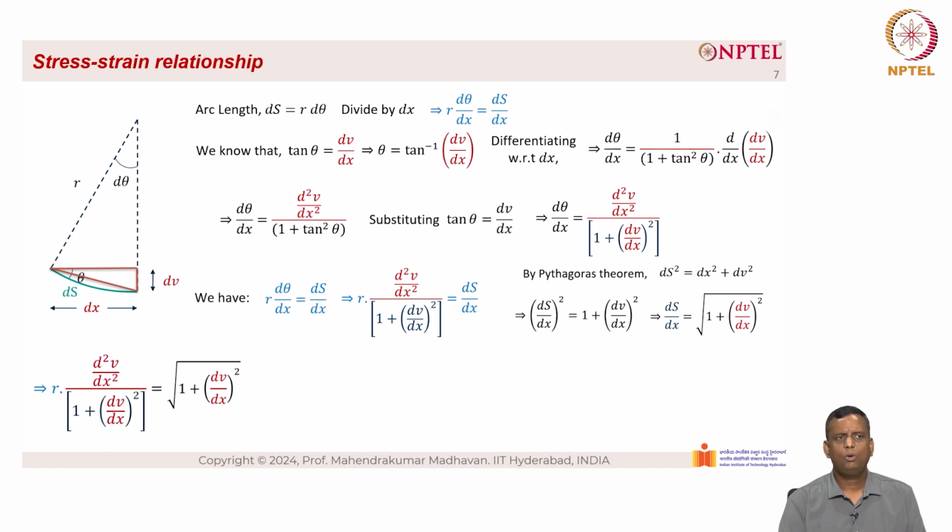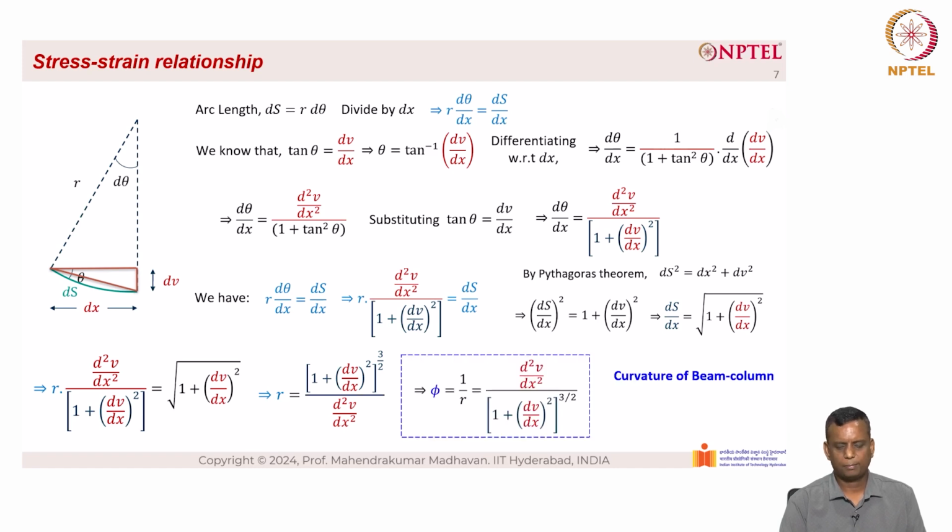So now we have this equation, r into d square v by dx square divided by 1 plus dv by dx the whole square is equal to root of 1 plus dv by dx the whole square. So now r equal to 1 plus dv by dx the whole square power 3 by 2, because when we multiply 1 plus dv by dx the whole square into 1 plus dv by dx the whole square power 0.5, you get 1 plus dv by dx the whole square power 3 by 2, divided by d square v by dx square.